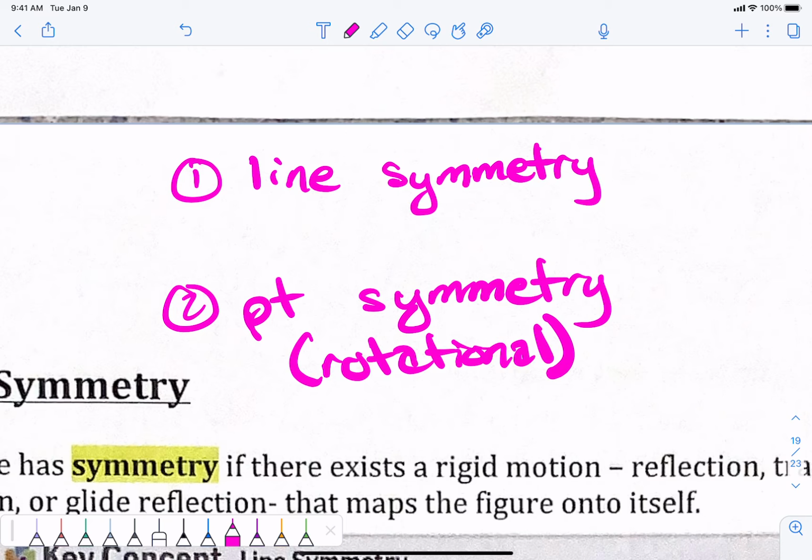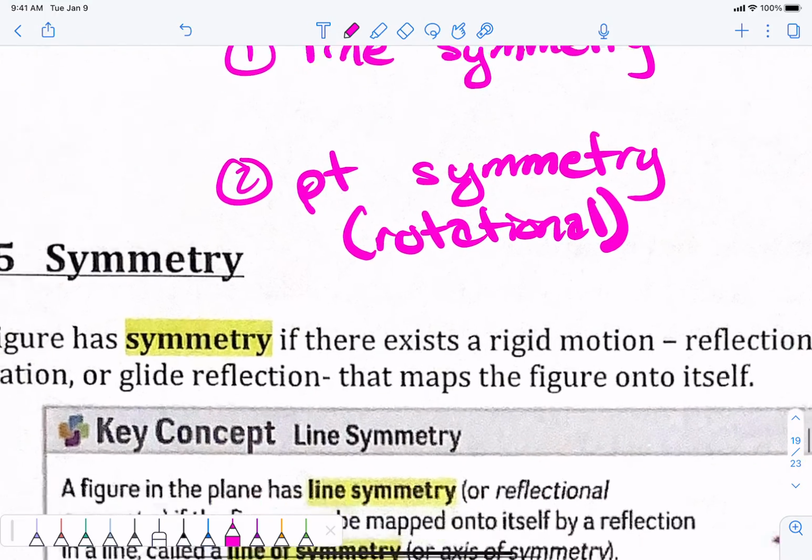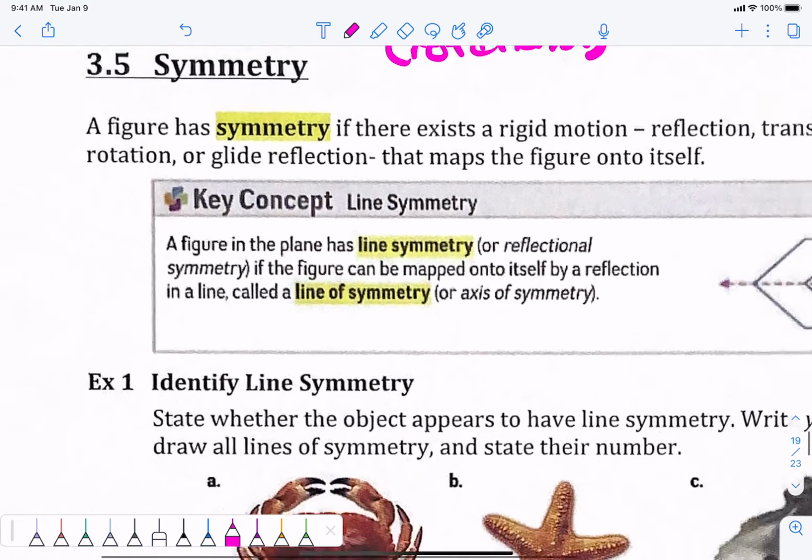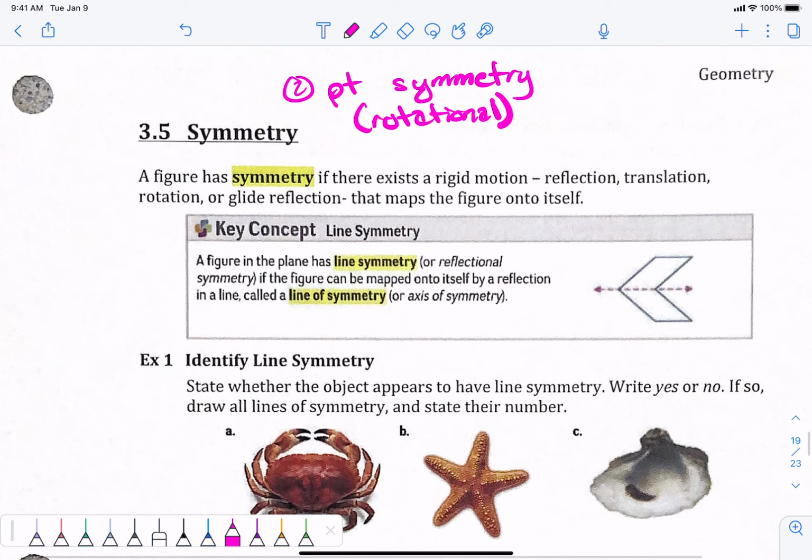Line symmetry is kind of like the art project that you used to do in elementary school where you'd fold it in half and paint on one side, and then unfold it and it's the same on both sides. Your crease in your paper is a line of symmetry. Point symmetry is rotating it around. You find a point in the center of something and then you spin it around. Line symmetry is the first thing that they have going on here.